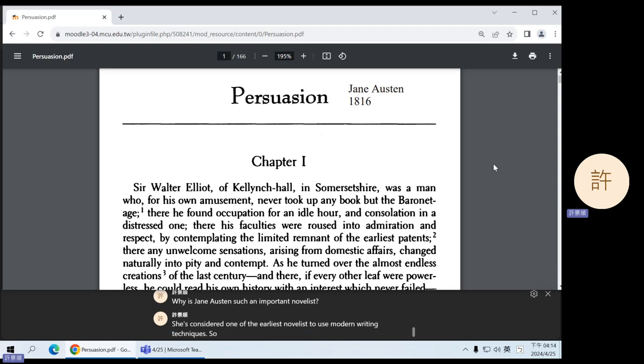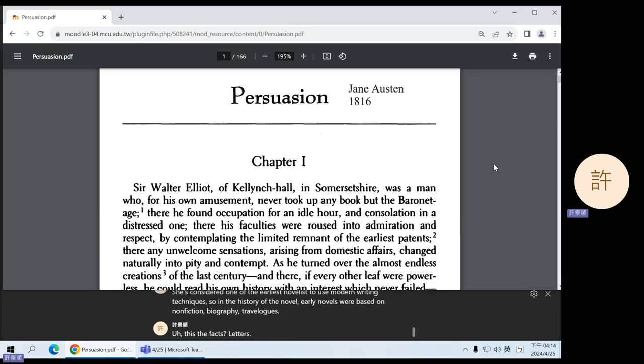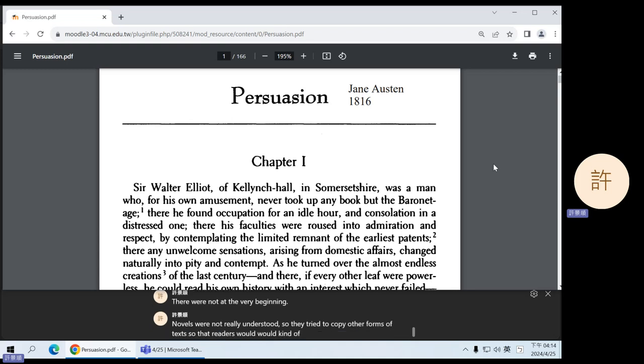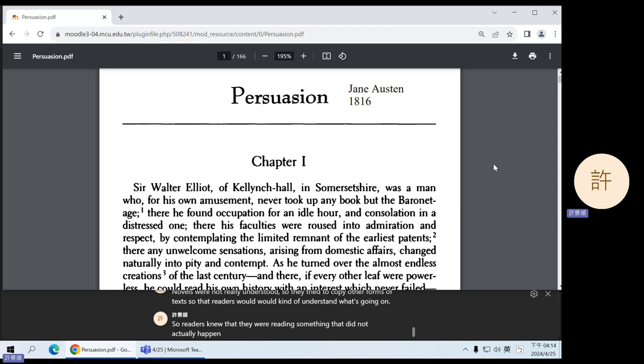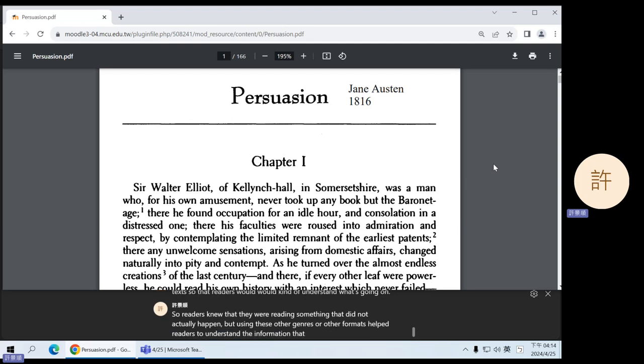So in the history of the novel, early novels were based on nonfiction, biography, travelogues, lists of facts, letters. At the very beginning, novels were not really understood. So they tried to copy other forms of texts so that readers would understand what's going on. Readers knew that they were reading something that did not actually happen, but using these other genres or formats helped readers to understand the information that was being presented to them.